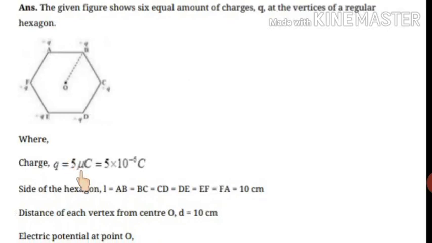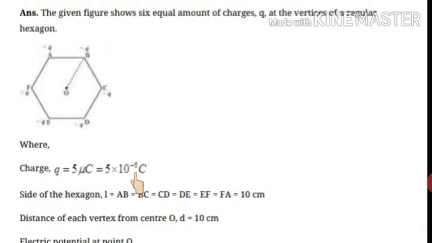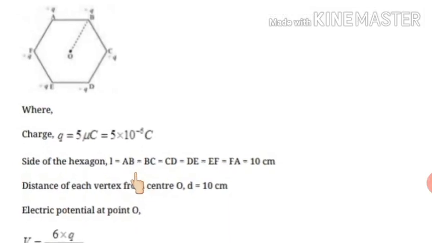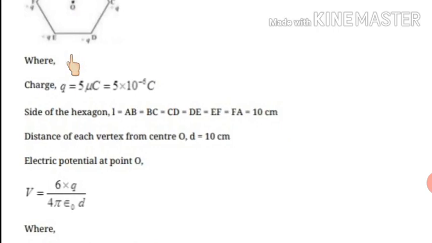So microcoulomb charge means what? 10 to the power minus 6. So that is written over here, 5 into 10 to the power minus 6. All these sides are equal, and it is how much? 10 centimeter, and the distance of each vertex from the center will also be 10 centimeter. Fine. Now at this center we have to calculate the potential due to all the other charges. So now we know how we can calculate it.